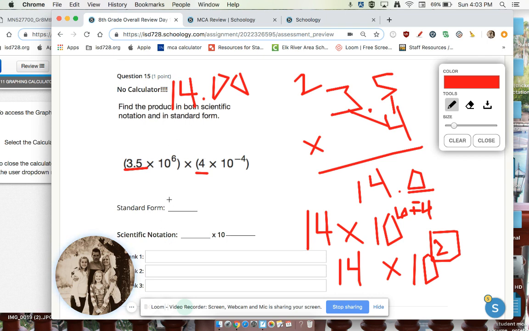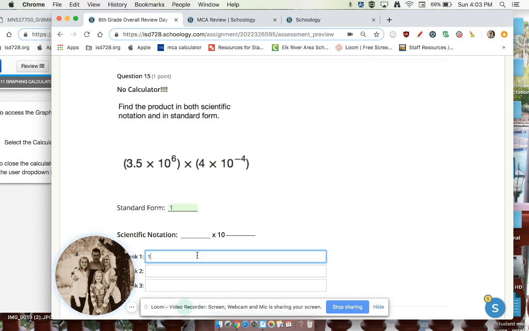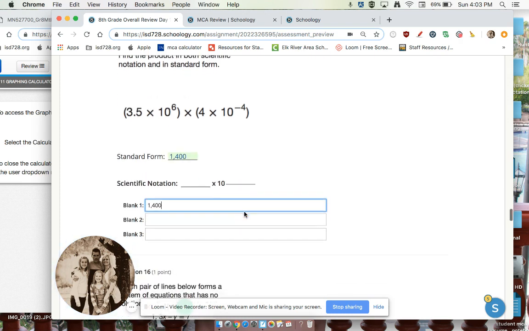I'm going to have to wait to type that up. Actually, I'm going to not forget what I have. It's 14 times 10 squared. Okay, so 1400. Or you can be super proper and write 1400.